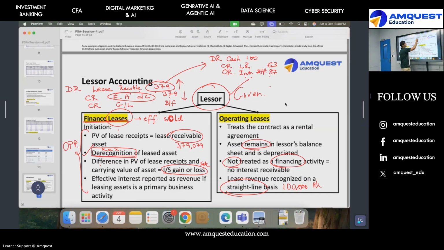Then the same entry will pass. Exactly. Correct. Exact opposite. Everything you did there will be the opposite. Because there it was a loan payable, this is a loan receivable. Are we clear with that? This completes your lease accounting from a lessor point of view. Lessor is the giver.